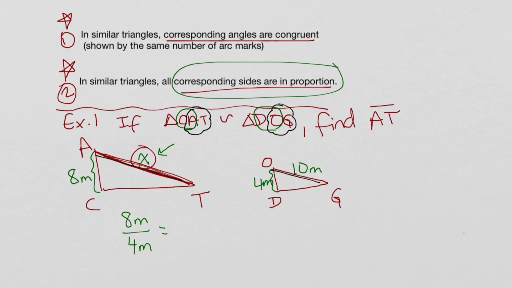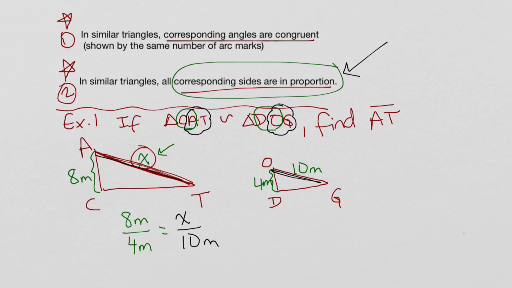So AT and OG must be corresponding sides. So another ratio we can set up is X over 10 meters, right? We can ignore the meters for now and just put it in at the end. So this is what we mean by corresponding sides are in proportion. That means you can set up ratios, set up a proportion to find the missing side.